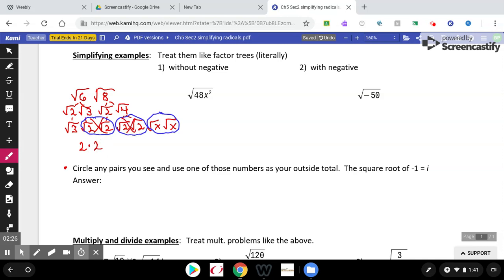There's that one. There's that one. And I'm left with the square root of 3 that didn't have a pair. So I want to keep going. I want to clean this up. I don't want to leave that 2 times 2 out there in front. I'm just going to go ahead and make it a 4. And there we go. So we've got 4x square root of 3.